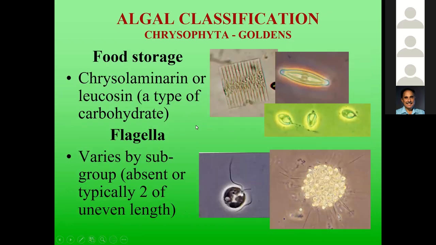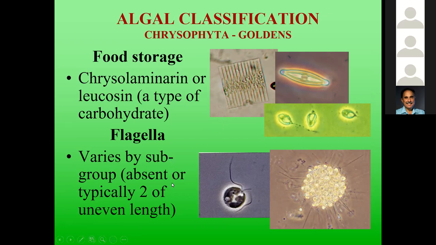Okay, food storage, oil-type things, carbohydrates, is chrysolaminarin or leucosin. The point is these metabolize well at cold temperatures. And the food storage has a lot to do with why certain algae are dominant at different temperatures. And I'll get into that when we get to that. That's on Friday. But they're very different than the greens, which have starch, or the blue greens, which have cyanophycean things that are akin to sugars and some other types of carbohydrates.